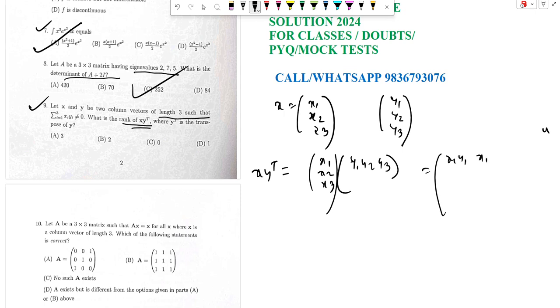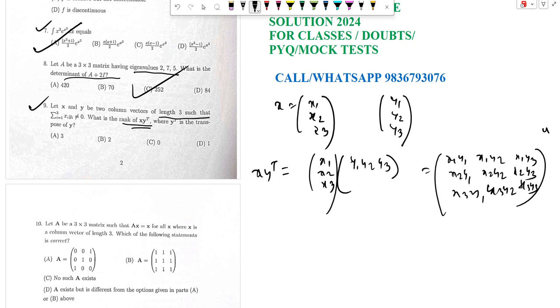x1 y1, x1 y2, x1 y3, x2 y1, and so on, through x3 y2, x3 y3. So the resulting matrix x y transpose is a 3 cross 3 matrix.